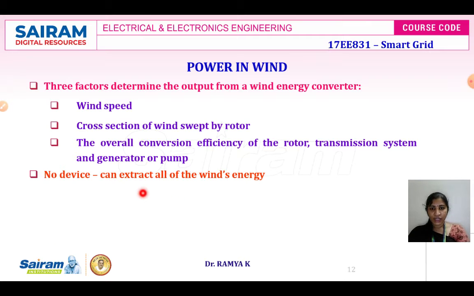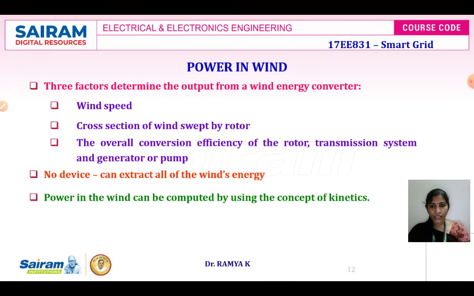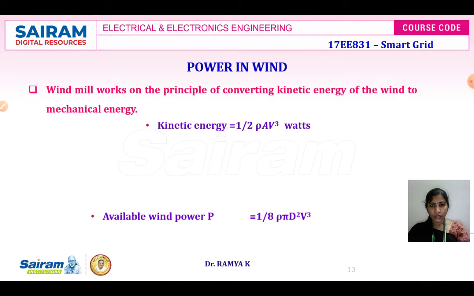No device can extract all of the wind energy. Therefore, we don't have any device that is extracting all the wind energy. Power in the wind can be computed only with the concept of kinetics. Therefore, to derive the expression of the power in the wind, you can consider the windmill working on the principle of converting the kinetic energy of the wind to mechanical energy.